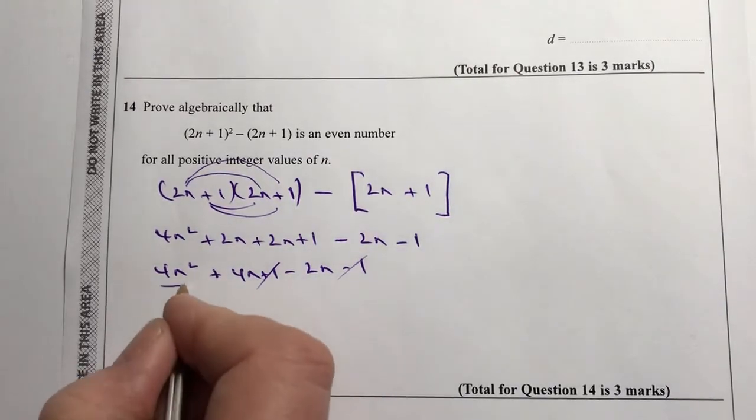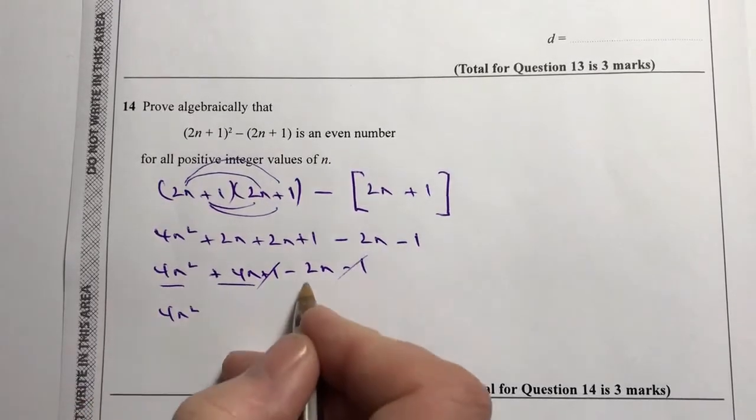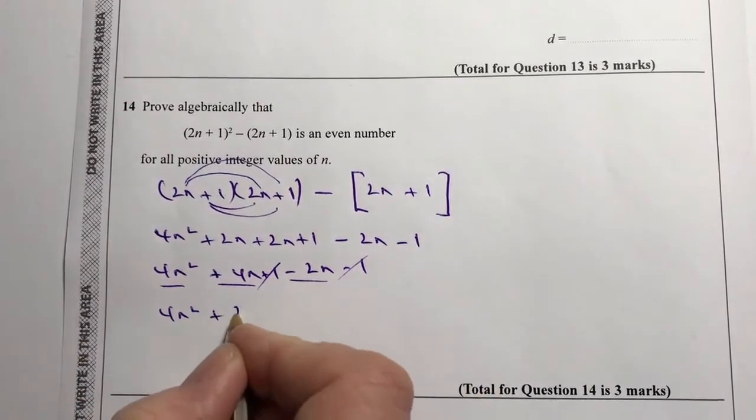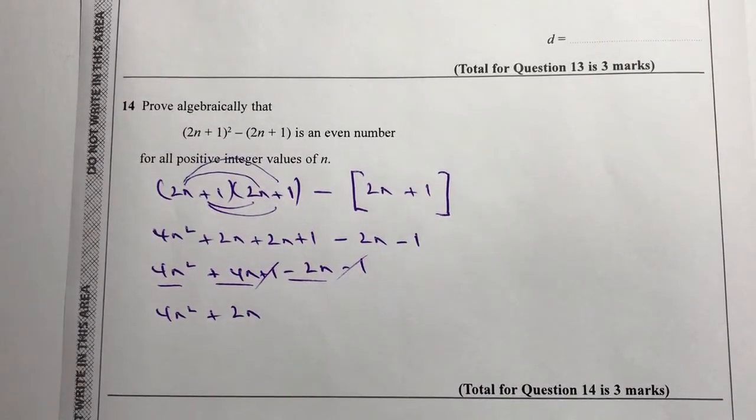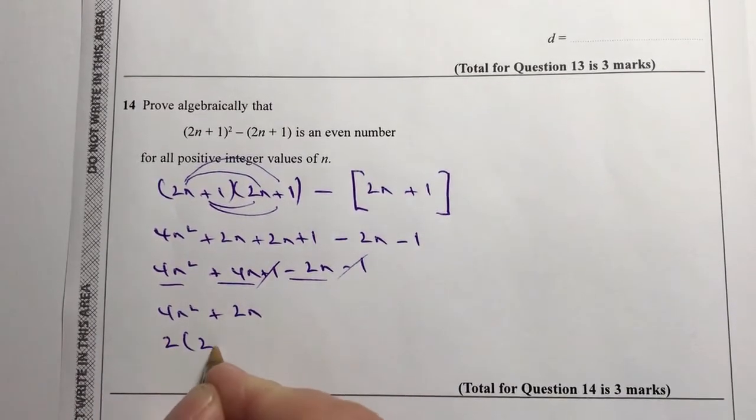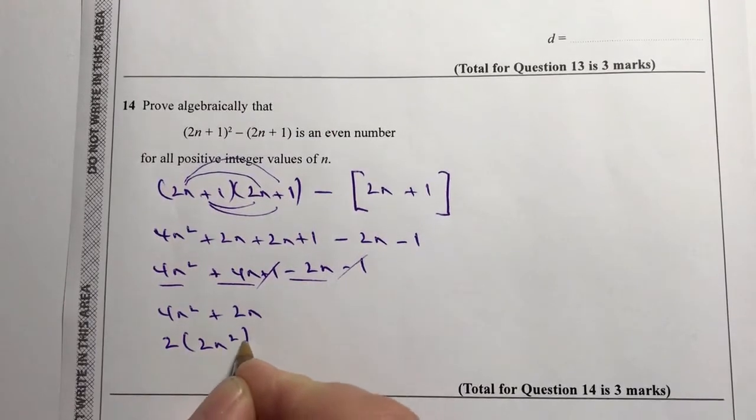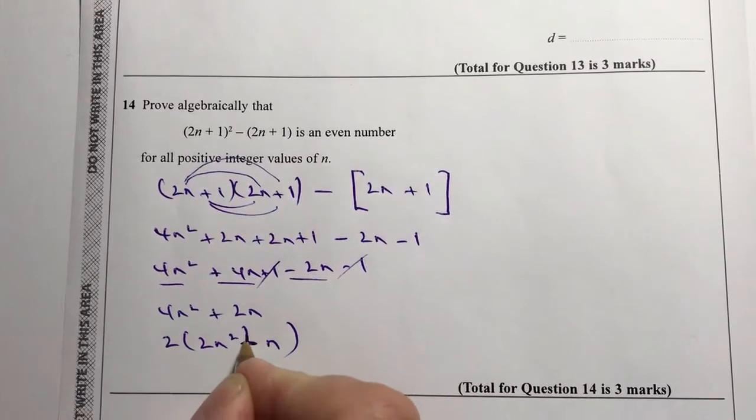So when I gather up the like terms, I get left with 4n squared plus 4n minus 2n, which is plus 2n. Now, in order to prove that this is an even number, it needs to be a multiple of 2 or divisible by 2. So all I can do is factorise these two terms by 2, and I can write 2, sorry, beg your pardon, plus n. That's a plus sign.